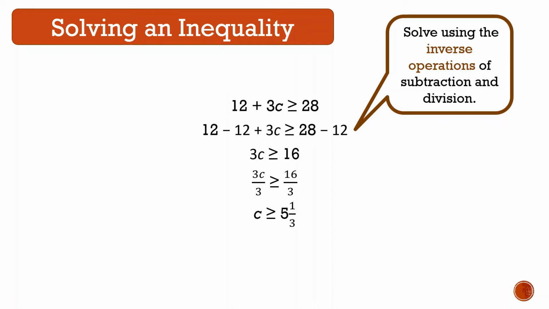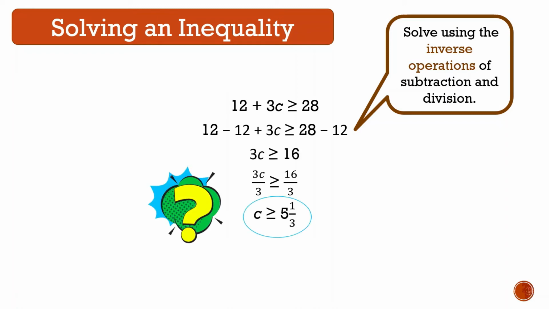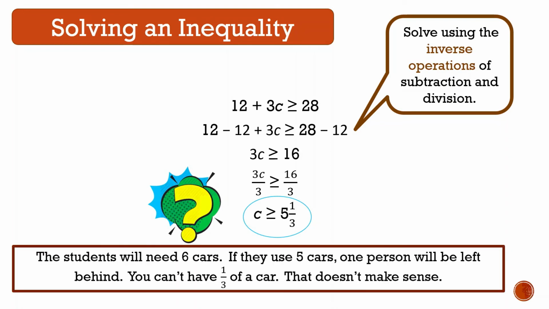But wait, does this make any sense? We have 5 1/3 cars. The students will need 6 cars. If they use 5 cars, one person will be left behind. And you can't have 1/3 of a car. That doesn't make any sense. So the final answer would be C is greater than or equal to 6.